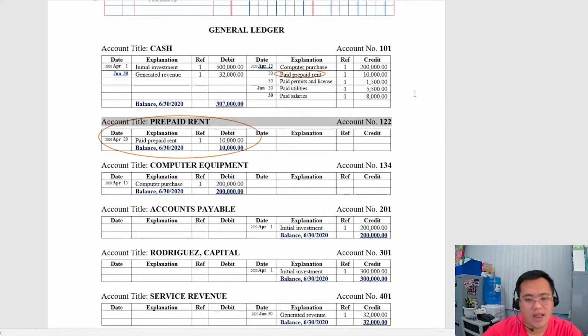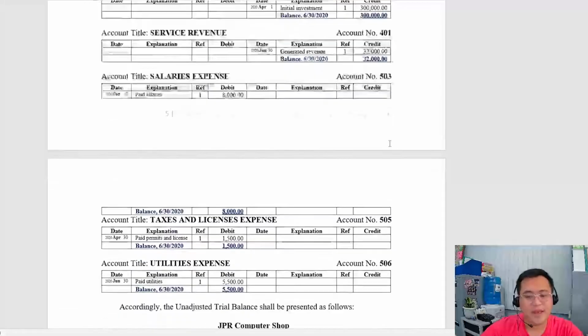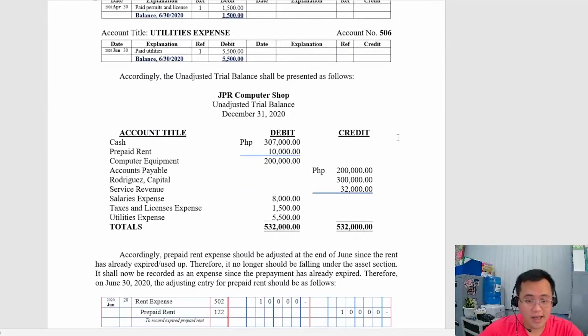So that is actually the major difference of our discussion from the previous lessons and to our discussion today, because we have to clearly define what prepayments are and what expenses are. So for this example of Juan P. Rodriguez, we were wrong in recording it as an automatic expense because it should have been recorded as a prepaid rent.